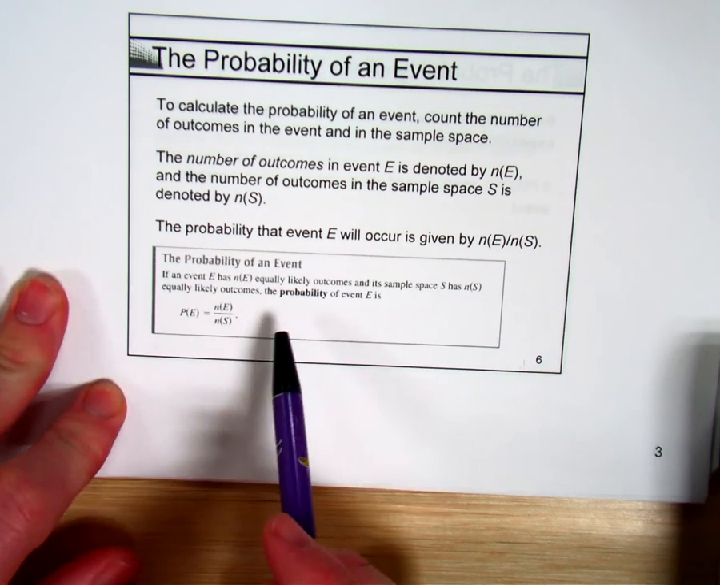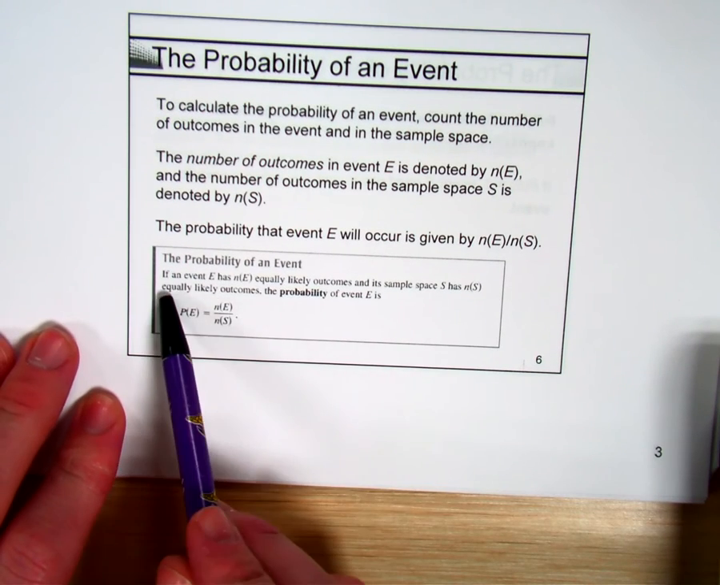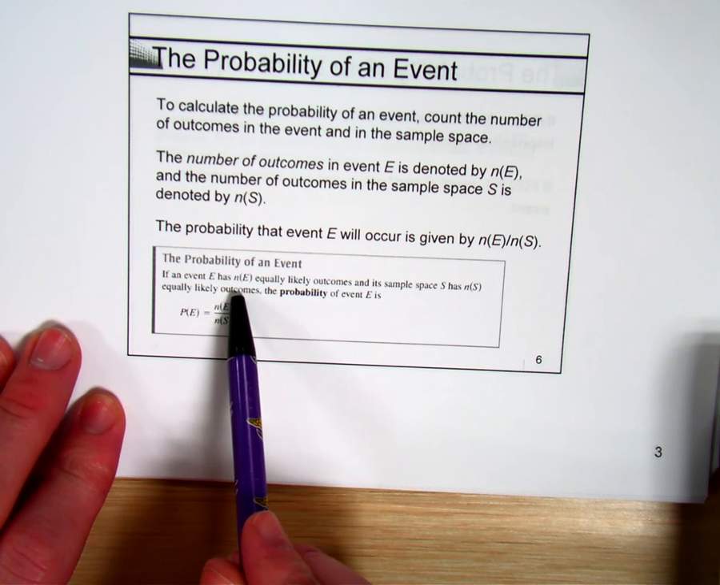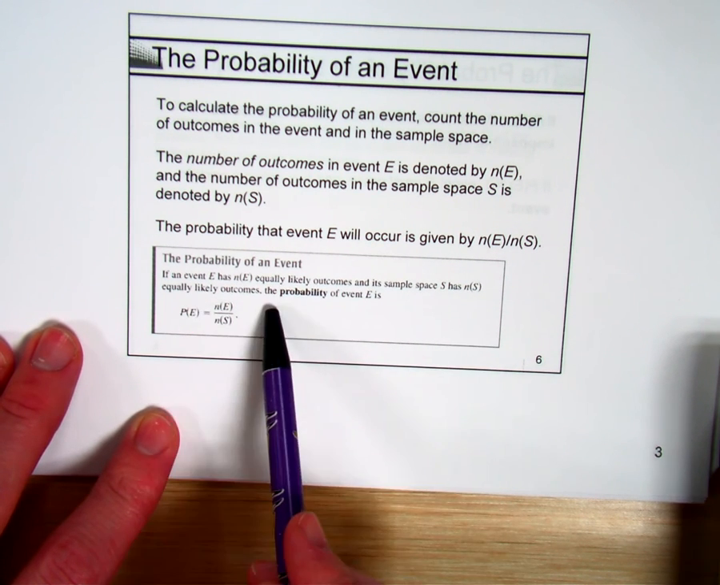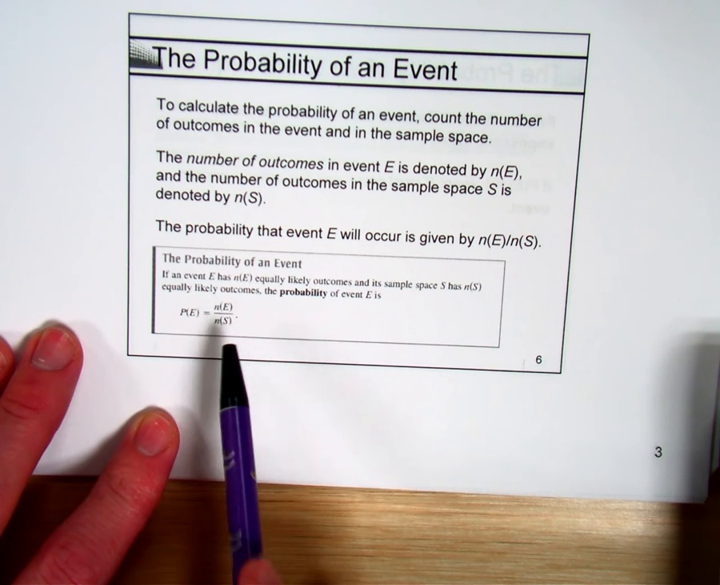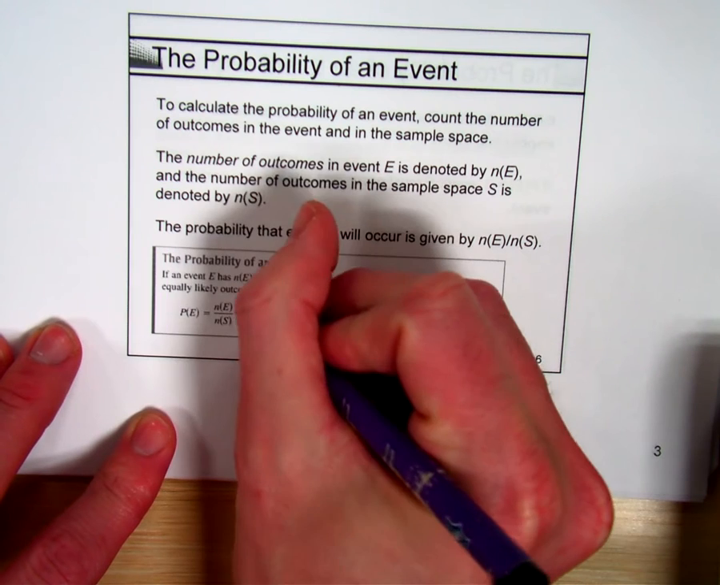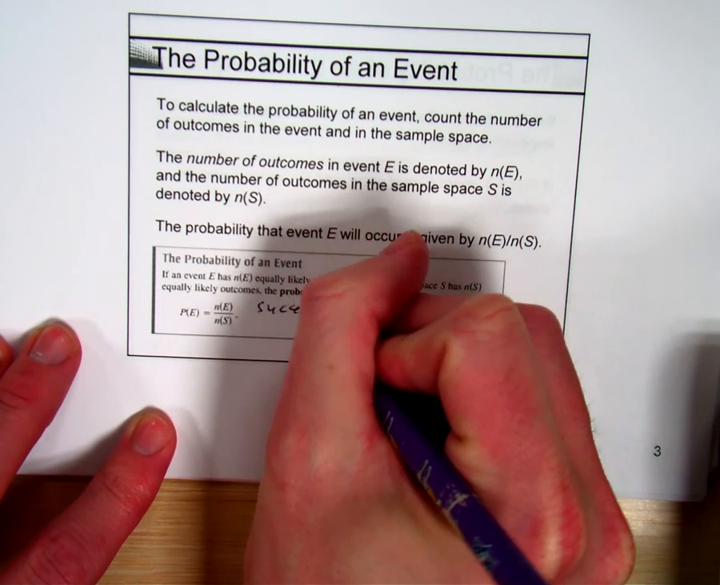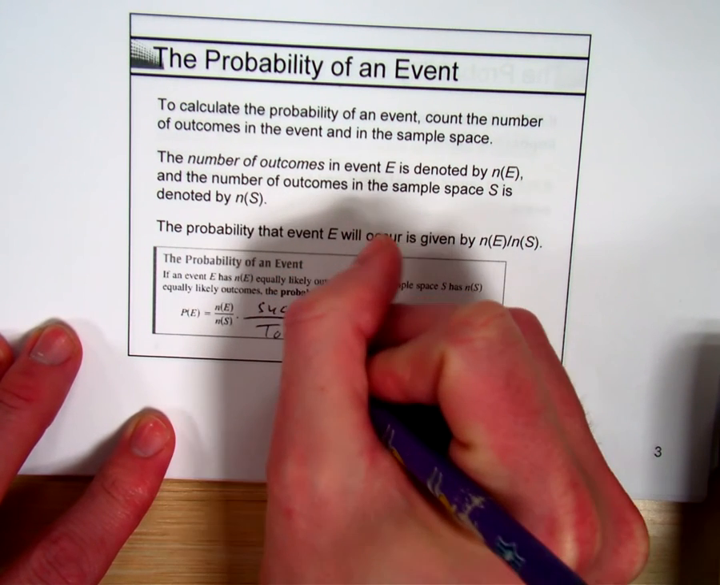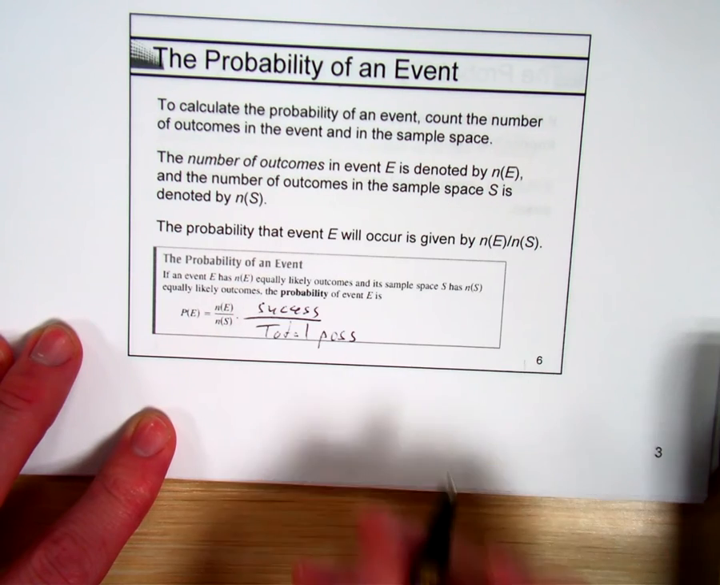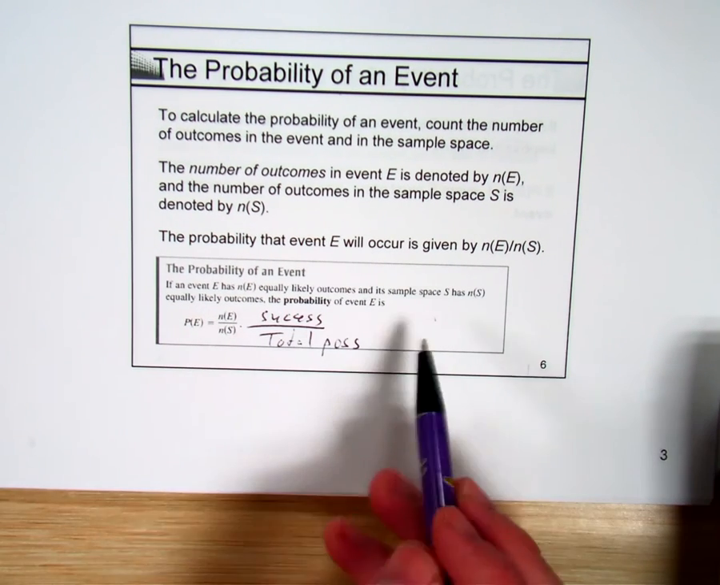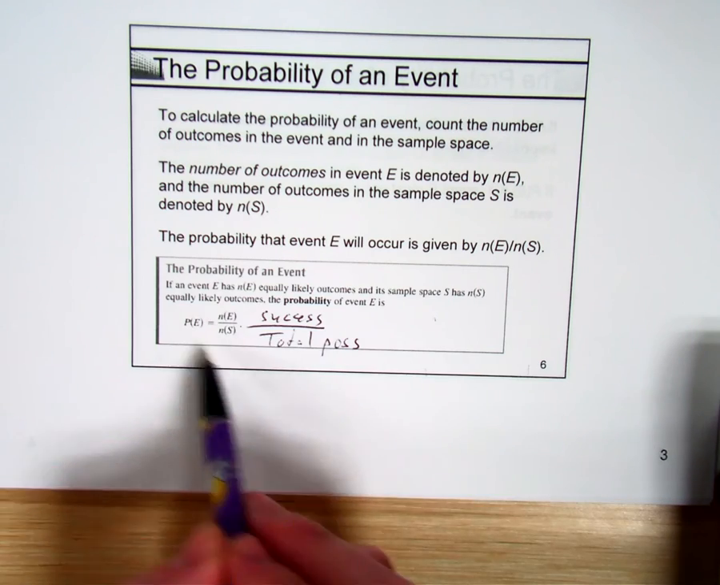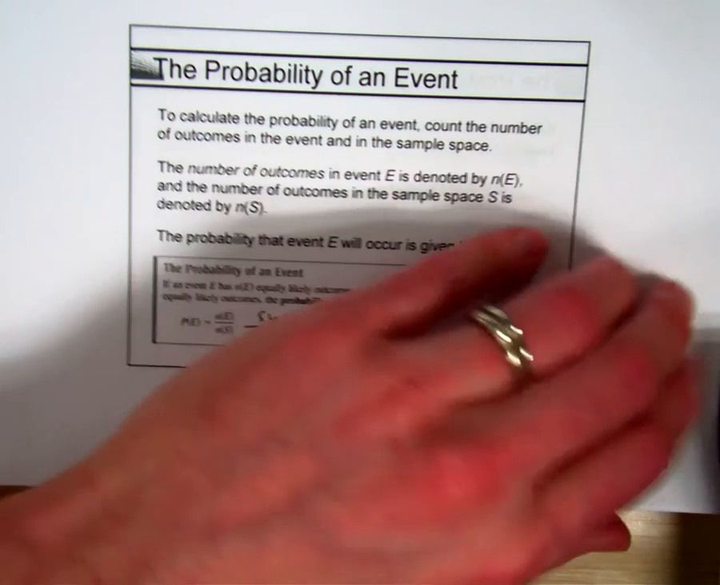Alright, so here's the book definition for probability. If an event E has n of E equally likely outcomes, and its sample space S has n of S equally likely outcomes, the probability is n of E over n of S. Okay? Sometimes you see this as successes over total possibilities, or what you want divided by total possibilities. I think either one of those would make a little bit more sense maybe than what is written there.